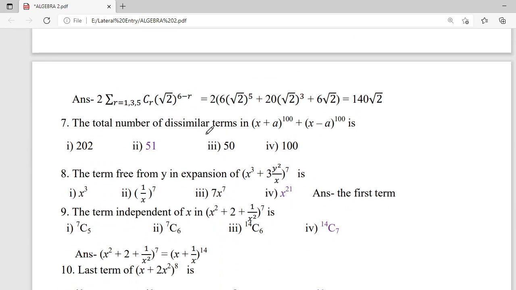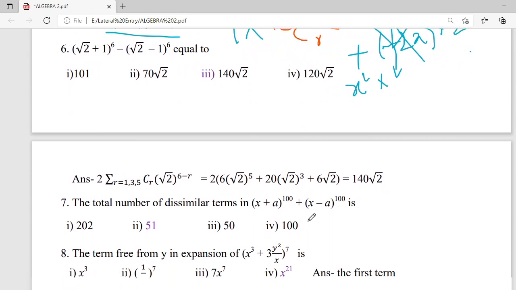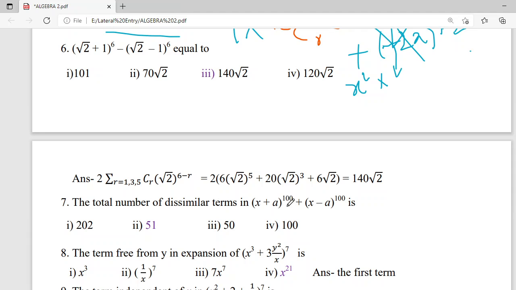Then the total number of dissimilar terms in x plus a whole to the power 100 plus x minus a whole to the power 100. Dissimilar terms, same problem. Here the expansion has 101 terms, and we have to consider the even terms, starting from 100C0, then 100C1 will go because it is minus, then 100C2. So how many terms are there? 51 terms here.